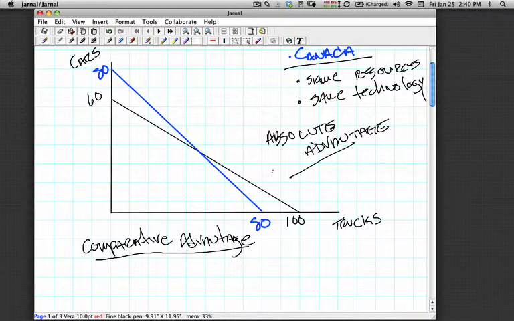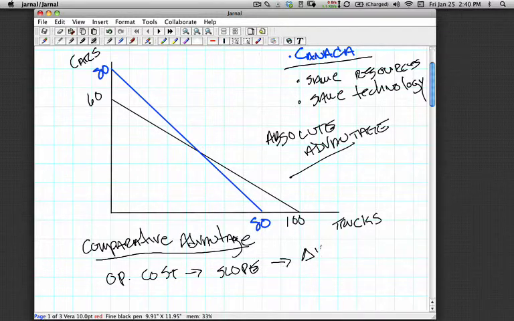And we decided also that we could calculate that opportunity cost by calculating the slope, which we know is change in y over change in x. Okay?